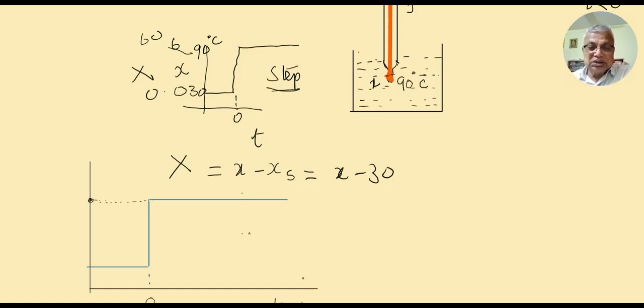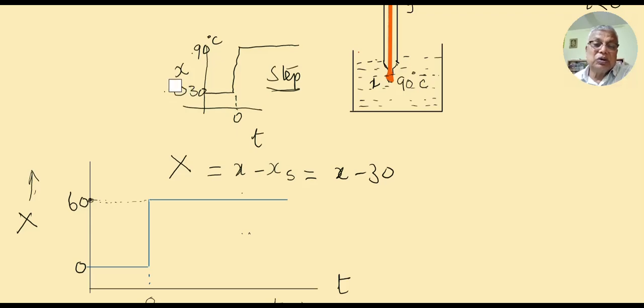So if you plot this in terms of deviation variable, capital X versus t, what will this be? This will be 0 and this is going to be 60. In terms of small x, the actual variable, this will be 30 and 90, it varies from 30 to 90. In terms of the deviation variable capital X, it varies from 0 to 60.